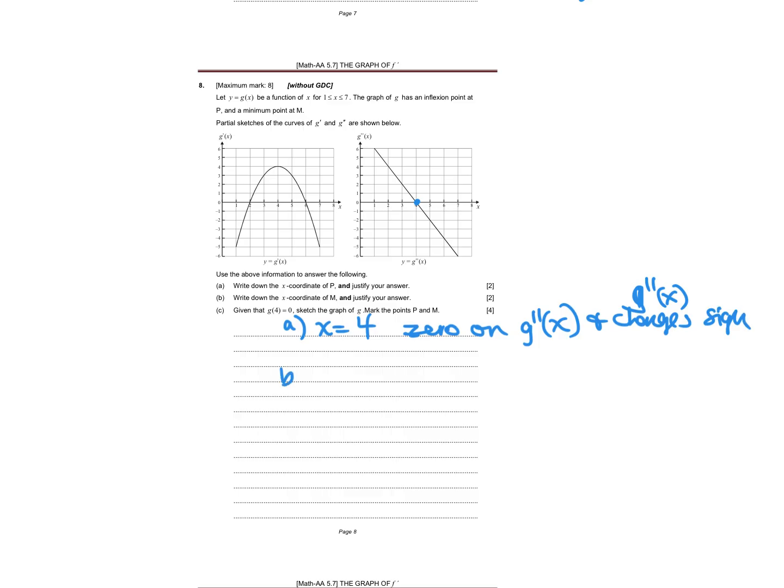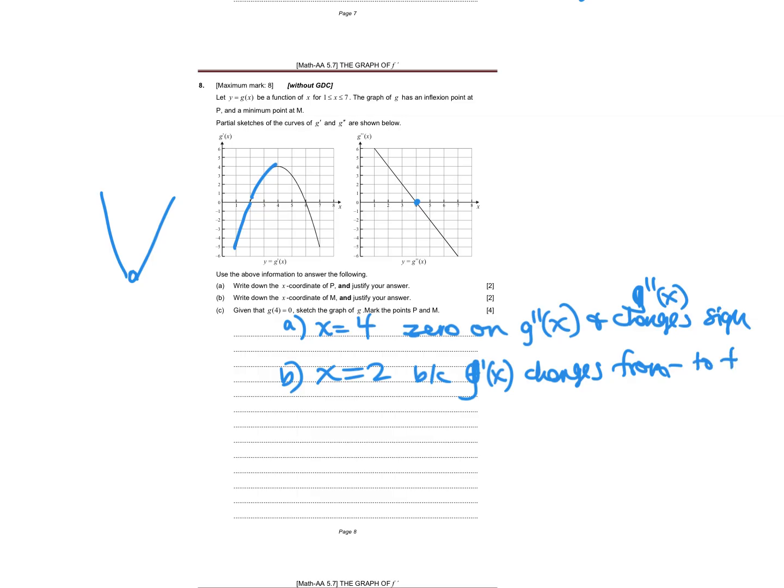Okay, and then for B, write down the x coordinate of M, which is the minimum point. Remember, we have to look at the first derivative here. So we've got negative gradient to positive gradient. That's happening at x equals 2 because the first derivative changes from negative to positive. Given that g(4) is 0, sketch the graph of g, and mark the points P and M.